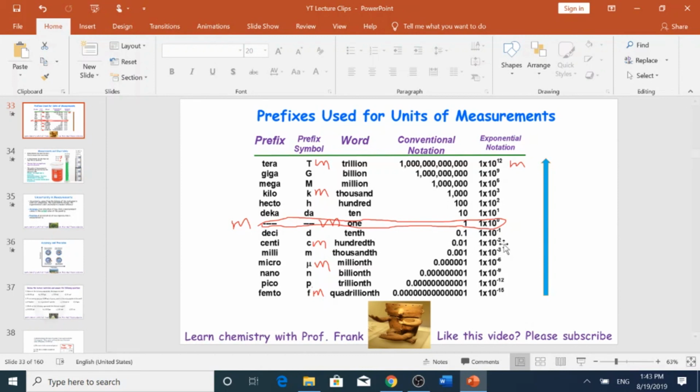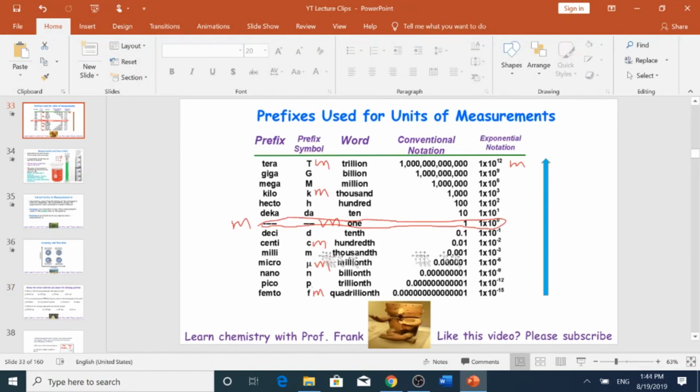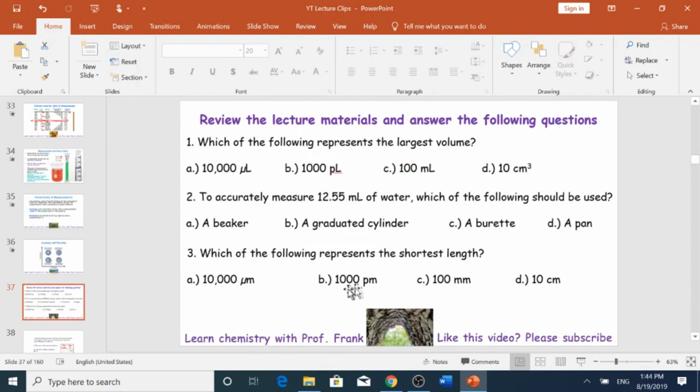The next one is millimeter. Millimeter is the second largest among that group. It's 10 to negative 3. Then the next one is micro, 10 to negative 6. Then the last one is pico, 10 to negative 12. Then 1,000 picometers is definitely smaller than 10 centimeters, smaller than 10 millimeters. You can actually carry out those calculations to compare.